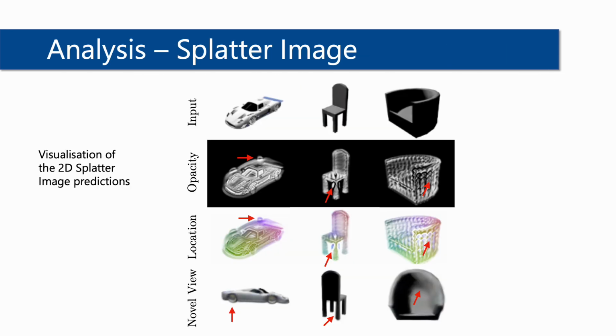The splatter image can represent complete 3D shapes with appropriately predicted offsets in non-foreground pixels to reconstruct the occluded object parts, for example, the car wheel or the chair leg. Alternatively, it can allocate some of the foreground pixels to the non-visible object parts.